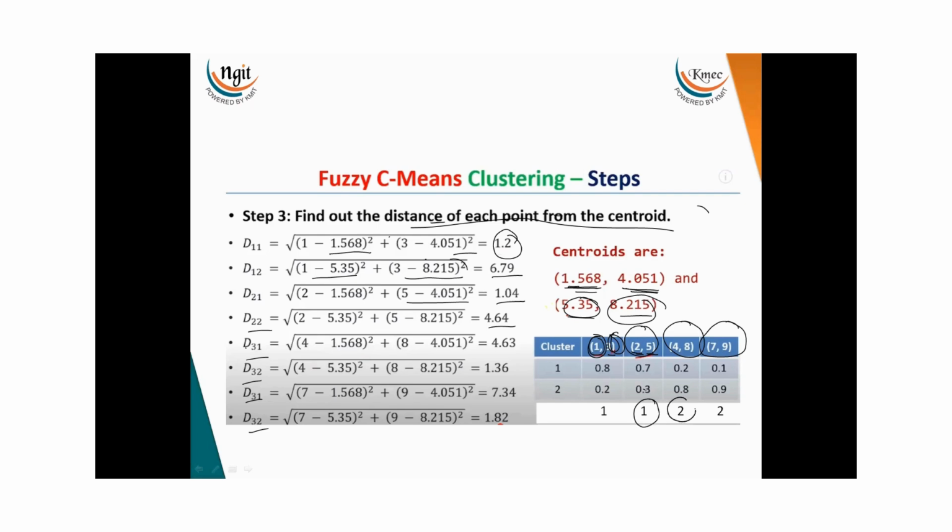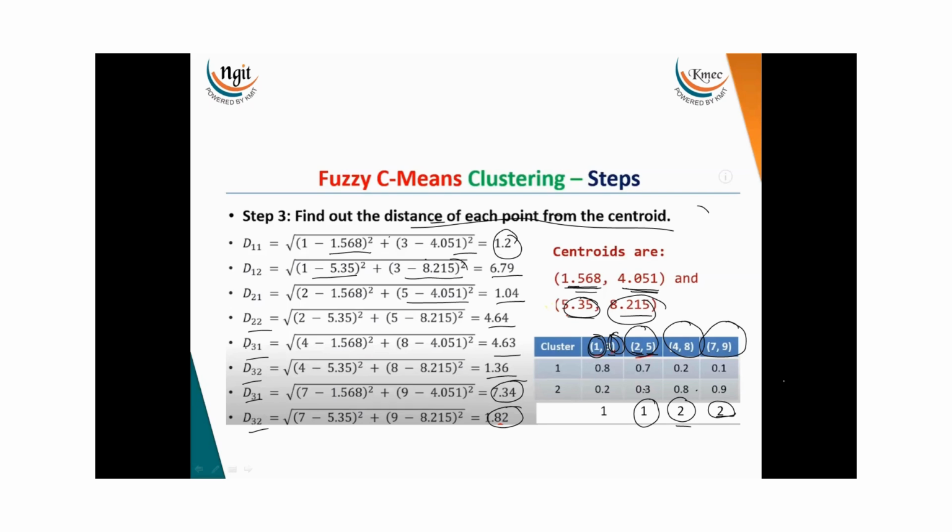The same way we have to find this value. So you can see here 4, 8. When I'm talking about 4, 8, the distance from the first centroid is 4.63 and the distance from the second centroid is 1.36. So where we have less distance, from the second centroid, that's why we have written 2. The same way for this particular data point 7 and 9, the distance from the first centroid is 7.34 and for the second centroid it is 1.82. So we have less distance from centroid 2. That's why this particular data point must belong to cluster 2.